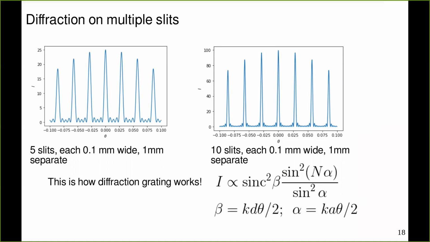So if I have 5 slits, each 0.1 millimeter wide and separated by 1 millimeter, my interference pattern, or diffraction pattern, however you want to call it, is going to look like this. If I increase the number of slits, these secondary maxima are going to become smaller. I'm going to have more of them, but they're going to become smaller. And my primary maxima are going to be narrower and stronger. And this is the equation here if you want to refresh your optics knowledge and try to derive that one. But this is basically how diffraction gratings work.